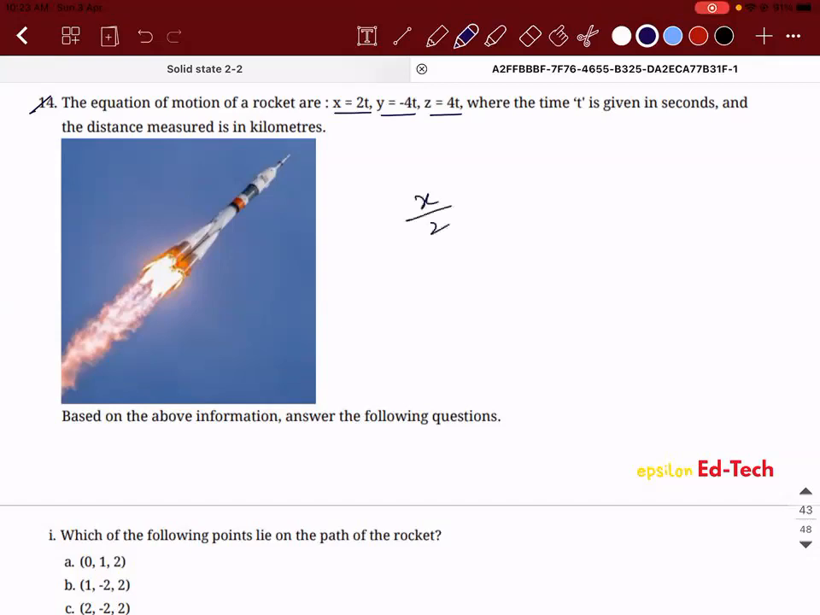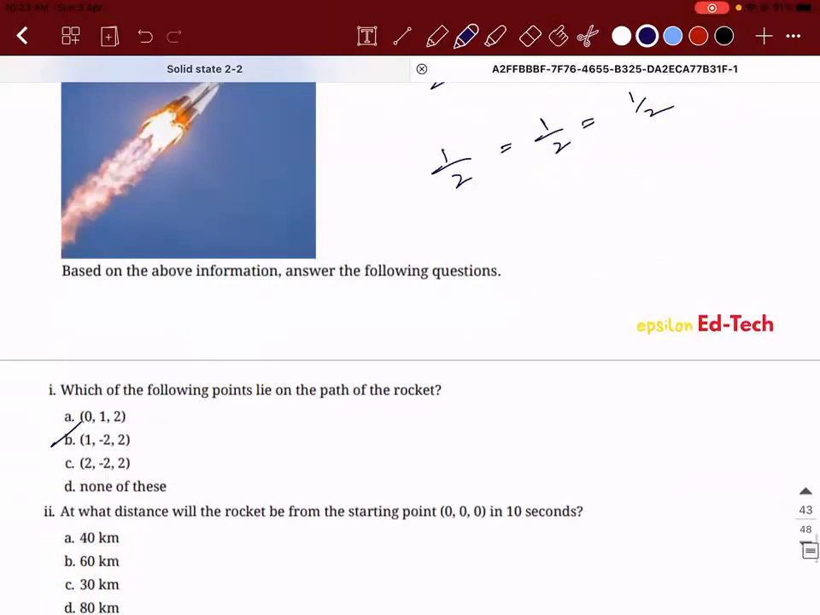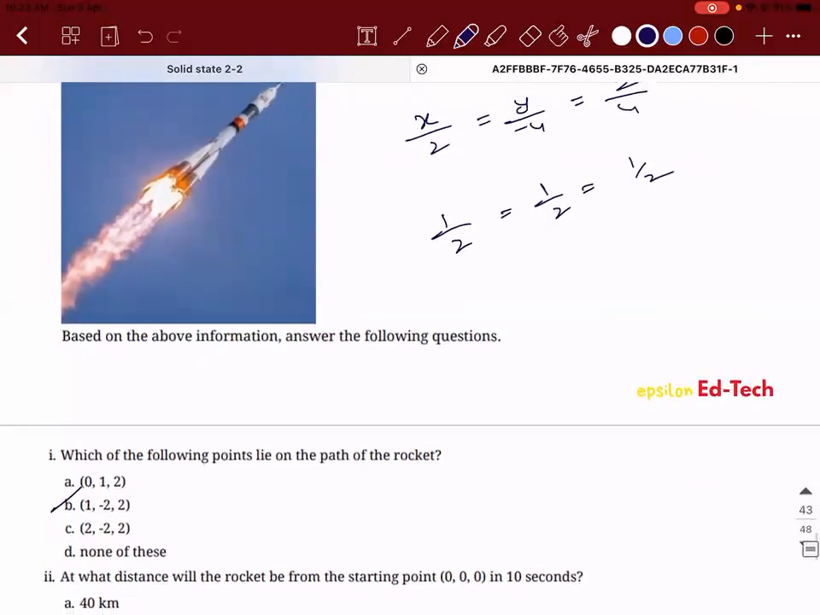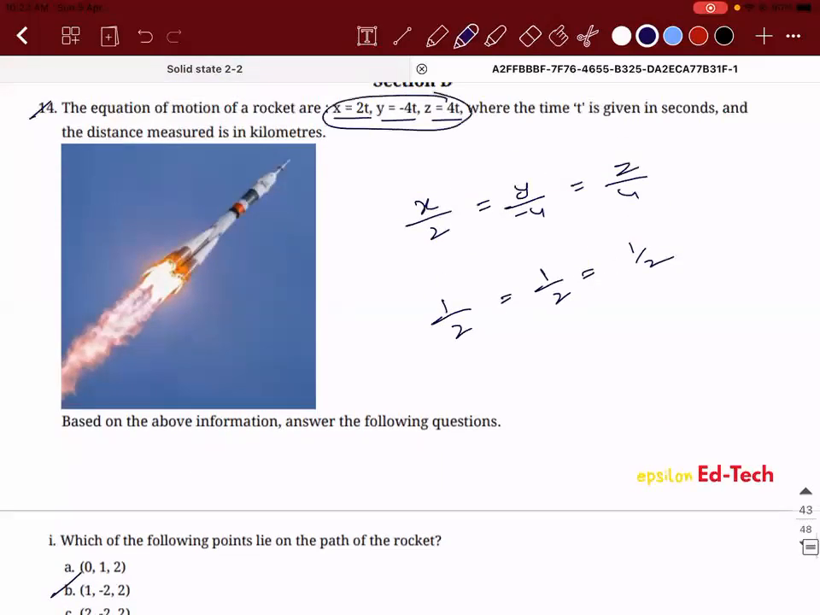So what will you write? x by 2 is equal to y by -4 is equal to z by 4. So what can you substitute in the place of x, y, z? The first one you substitute, you'll get 0, so 0 is equal to something will not work. The second point, if you substitute, you'll get half is equal to half. So the second one is the one which satisfies. The third, if you substitute, you will get 1 is equal to minus, so gone. So it is the second one that satisfies. Did you understand how I wrote this equation? Because they already gave it.